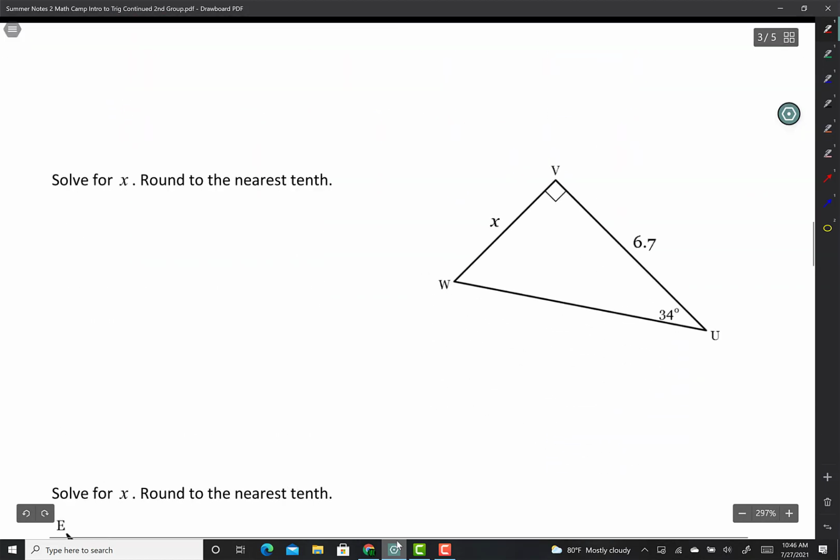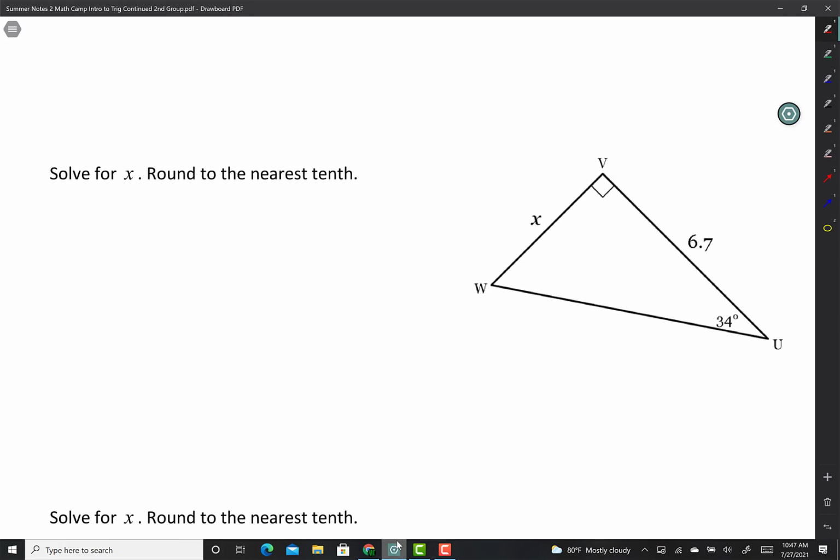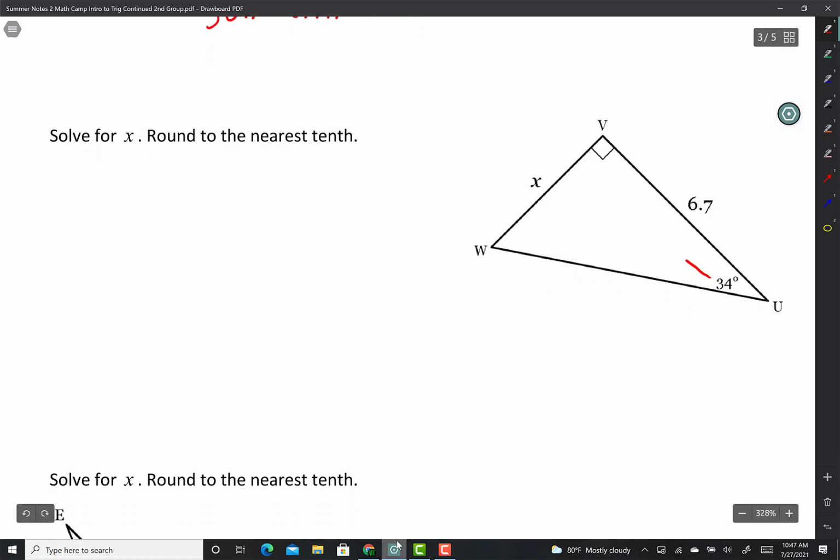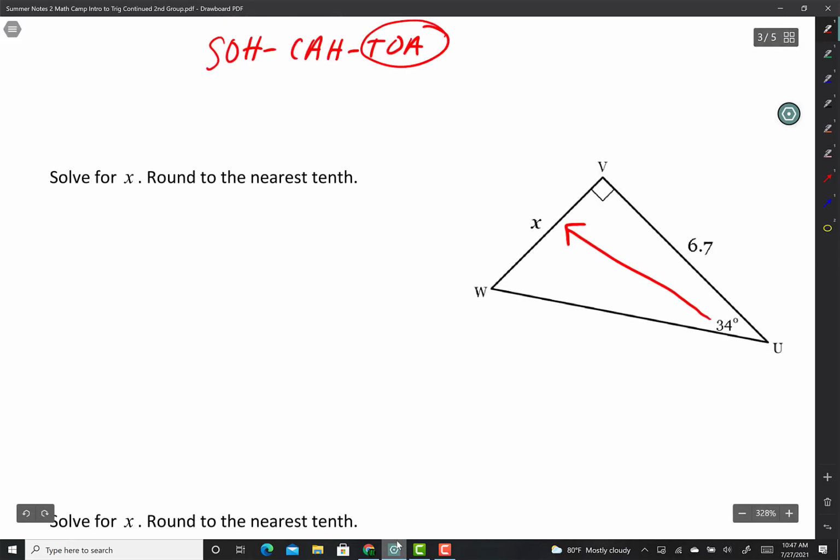So if you go to the next page, first thing I do is I write my abbreviation or your acronym, SOHCAHTOA. It says round to the nearest tenth to solve for x. So I look at that 34 degrees and I say, with respect to 34 degrees, is the x opposite, adjacent, or hypotenuse? Opposite. What about the 6.7? Adjacent. Which one am I going to use? Tan. So I'm going to write tan and put that degree there, 34 degrees, equals opposite x over 6.7.